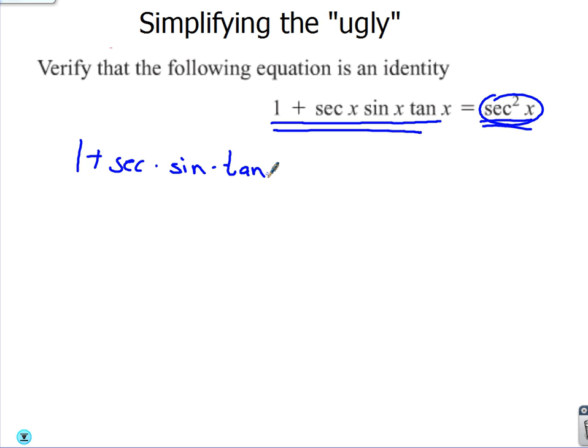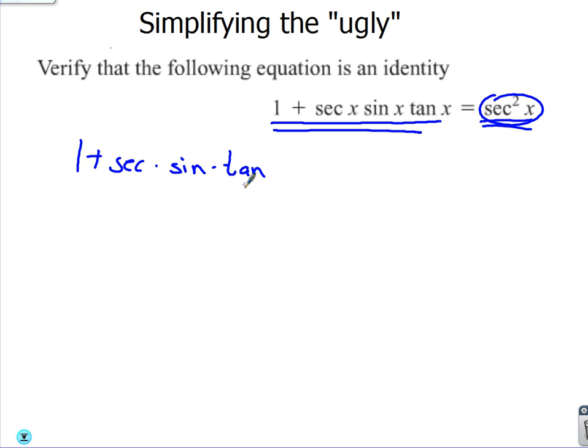We did this the other day. We called it simplifying. I gave you this type of problem and said simplify. The nice thing about proofs is that we know what we're trying to simplify it into. We're going to try to take this and simplify it into secant squared. We're going to see if we can do that. If we can do it, then this is an identity.